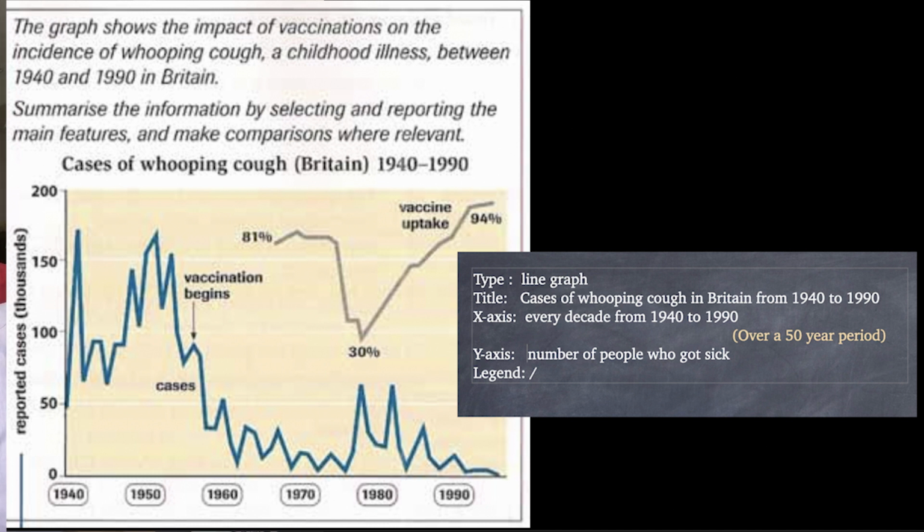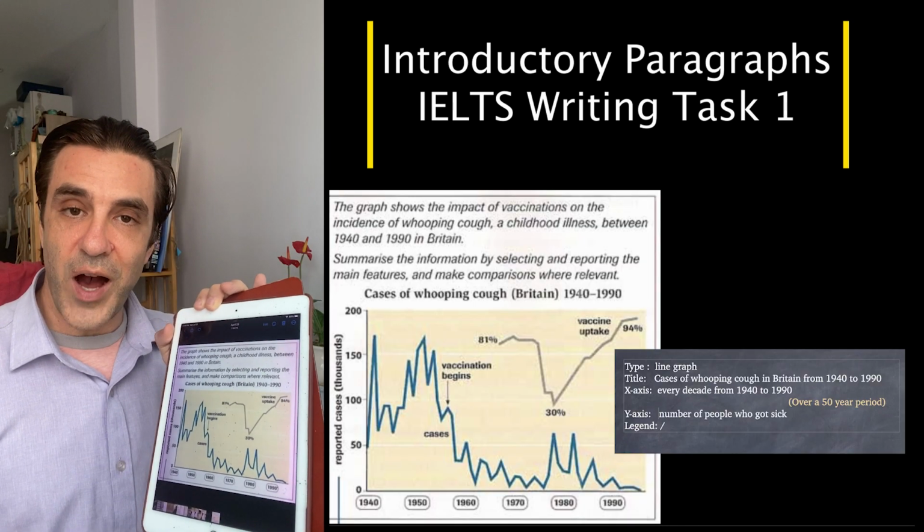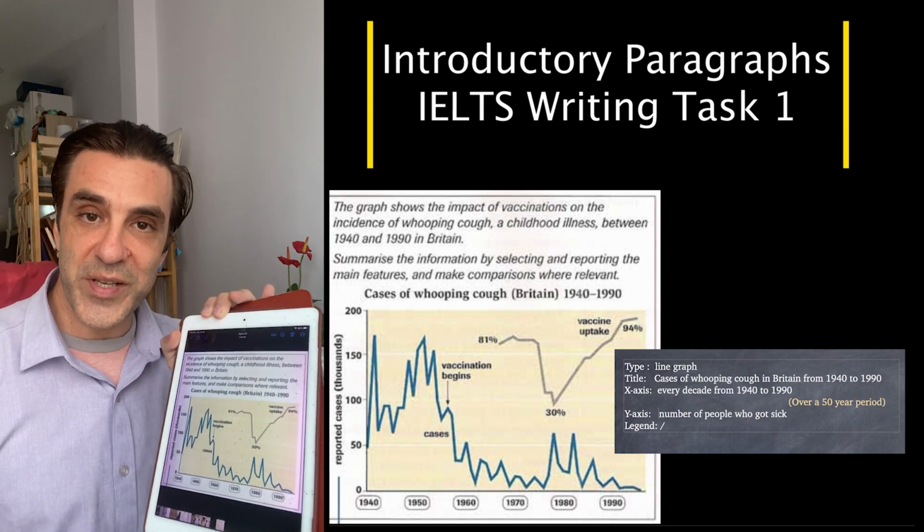And then in the y-axis, I notice we're not dealing with percentages, we're not dealing with amounts of money, we're dealing with the numbers of people in the thousands. So here when it says 100, they really mean 100,000. And in this example, there is no legend, so I don't need to add anything. In this introduction, I'll only be including 4 pieces of information.